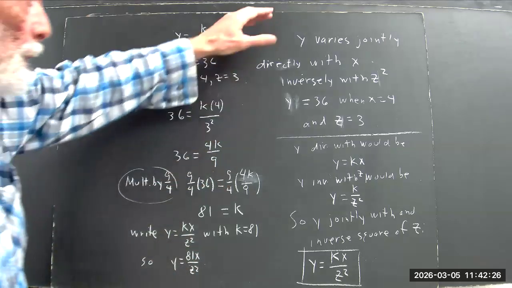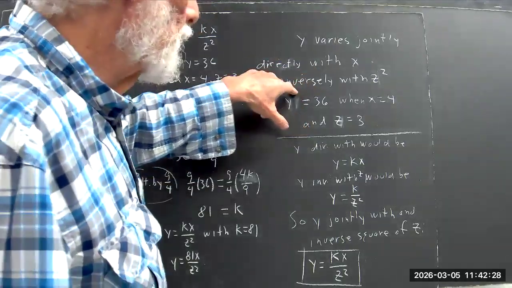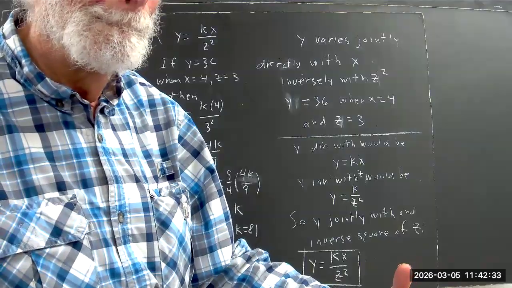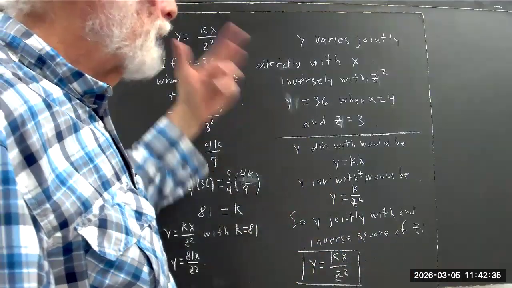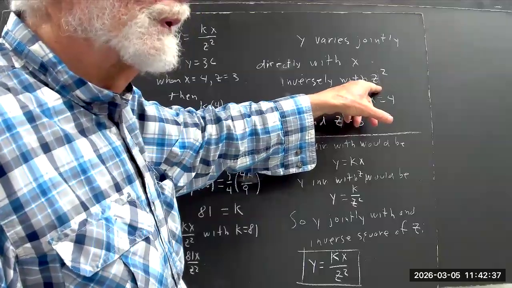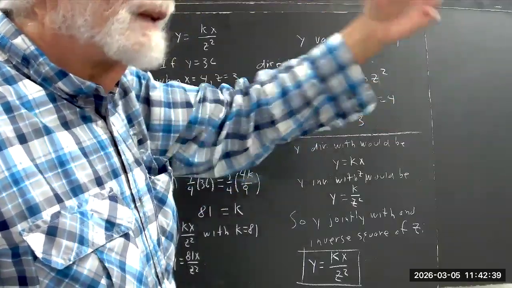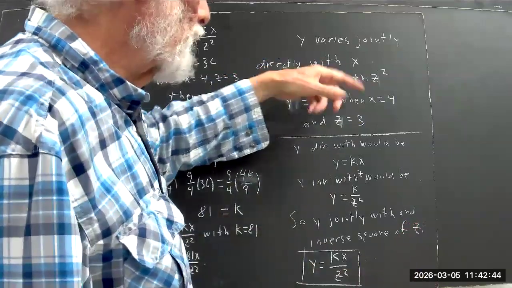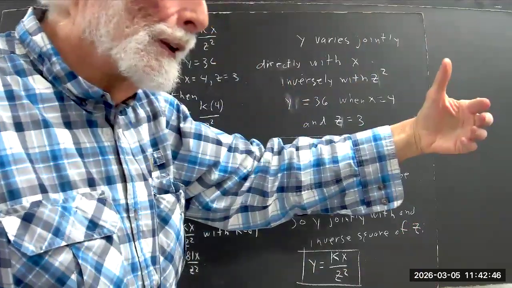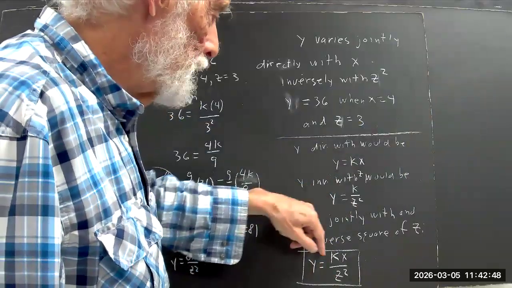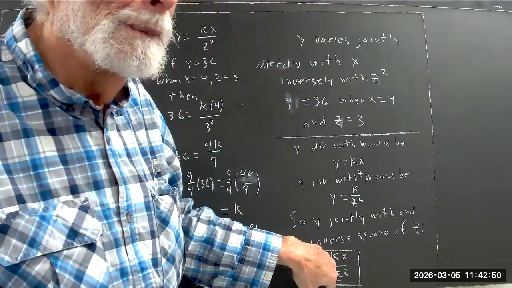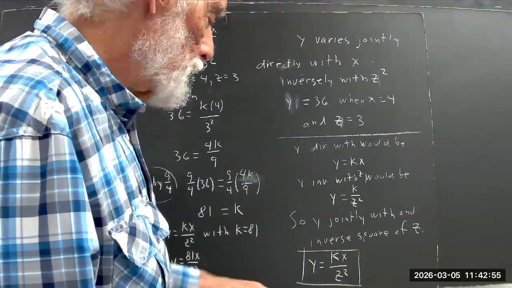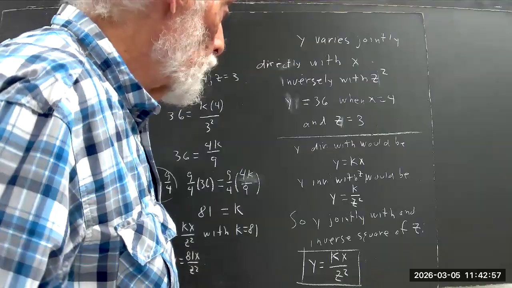So what you have to do to interpret this, first you have to know what inversely means. It means you're going to use k over something, right? Then you have to know inversely with what. If it's inversely with z squared, then it's going to be k over z squared. Now, if it's directly with x, it's going to be like k times x. You put them together and you get k times x over z squared. So you need to process that and work out just a little more.